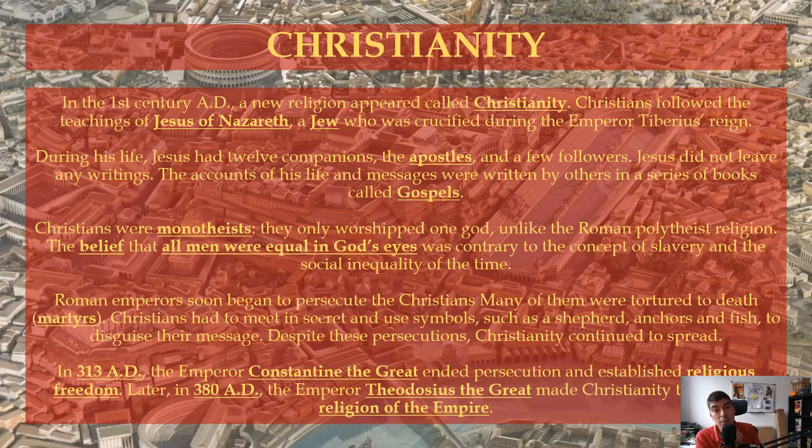But even though they were persecuted and killed, Christianity still spread and spread a lot during these centuries. Finally, in the year 313 AD, this is very important, the Emperor Constantine the Great ended this persecution and legalized the Christian religion. And later, in the year 380, Theodosius the Great made Christianity the official religion of the empire. So he ended the previous religion, paganism.